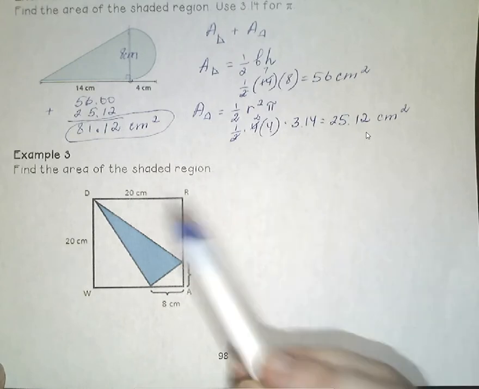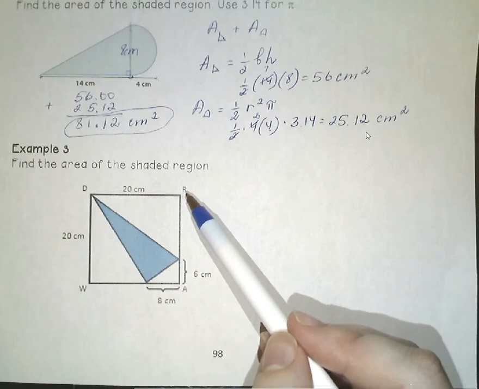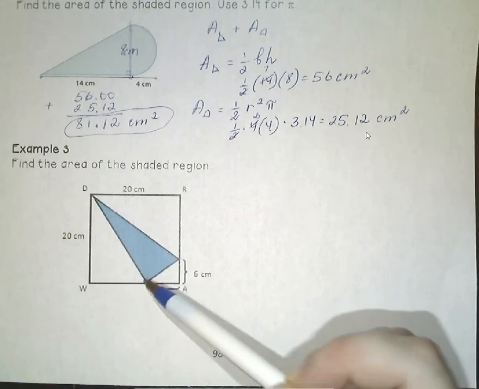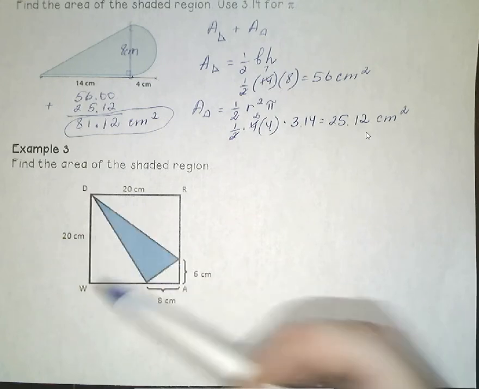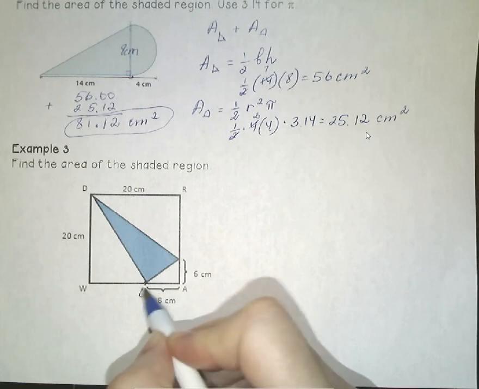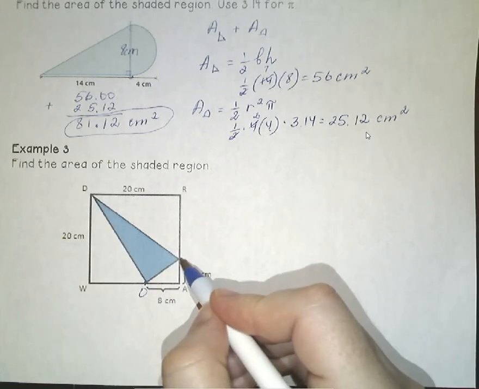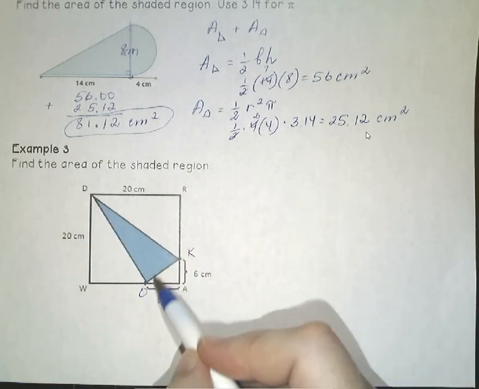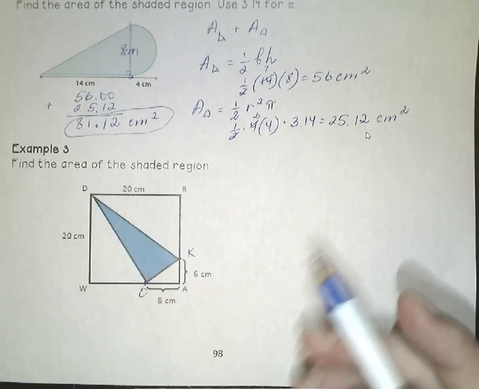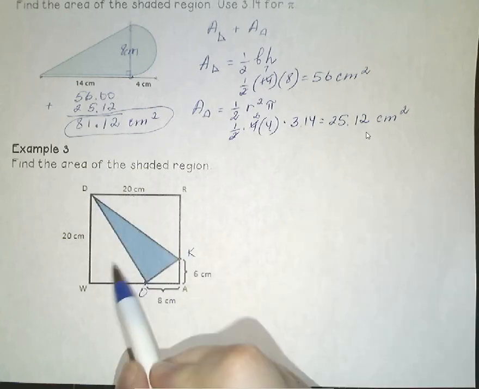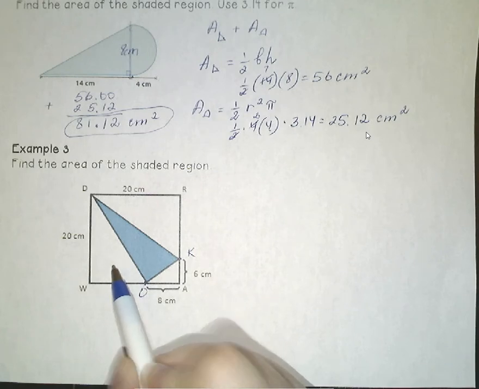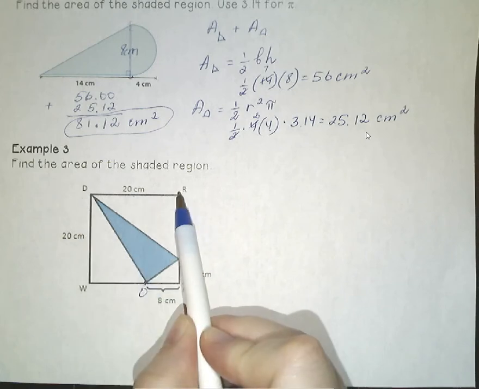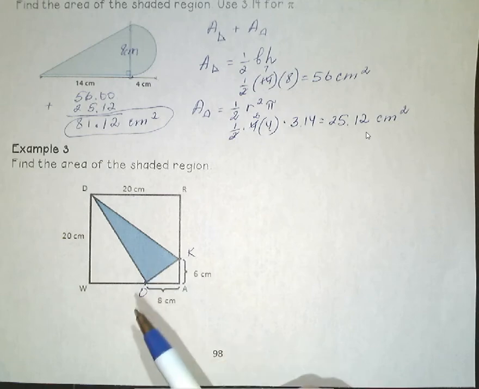So here we have a square with the sides 20 by 20, and that square consists of 4 triangles. DWO, this one let's call K, DRK, KAO, and OKD. All right, so what we want to do is we want to find the combined area of the 3 triangles and take that away out of the area of the square, and then we'll find out what is left.